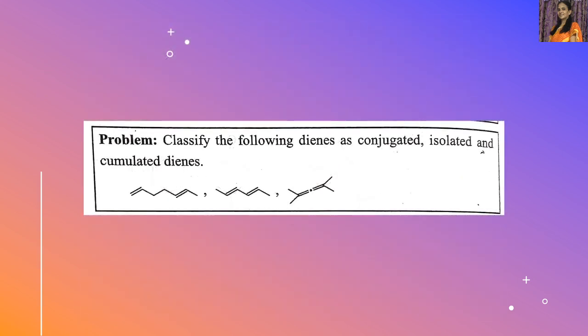Another one: classify the following dienes as conjugated, isolated, and cumulated. Whether it is a conjugated or isolated or cumulated diene. So this one, two double bonds separated by more than one single bond, is isolated diene. And this one, two double bonds separated by one single bond, is nothing but a conjugated diene. And these are the two double bonds continuously present, therefore it is nothing but a cumulated diene. Okay.